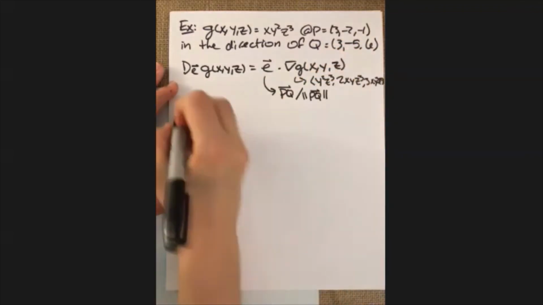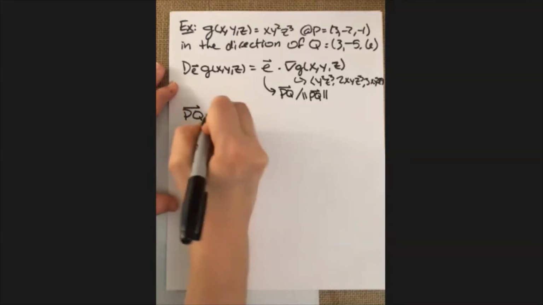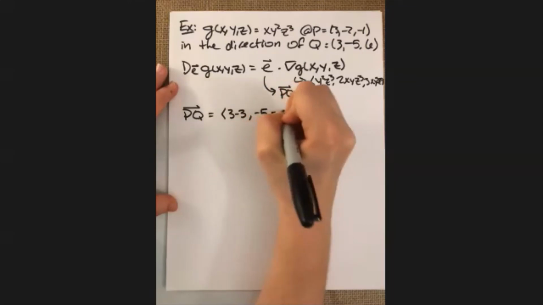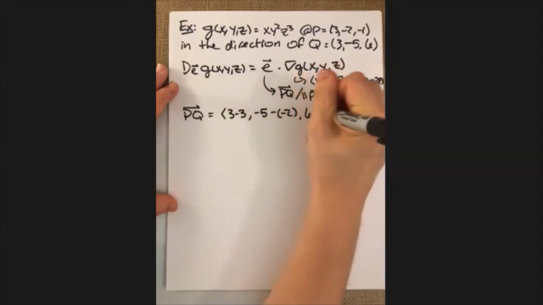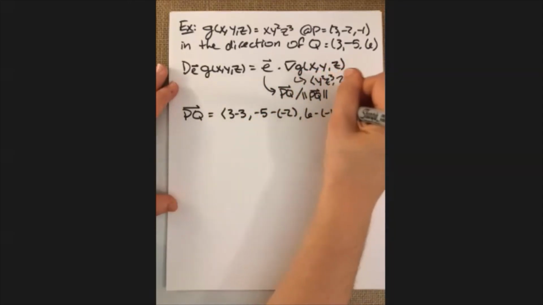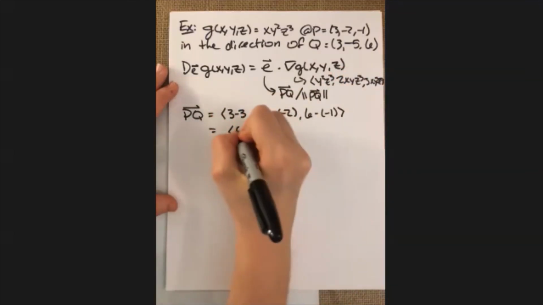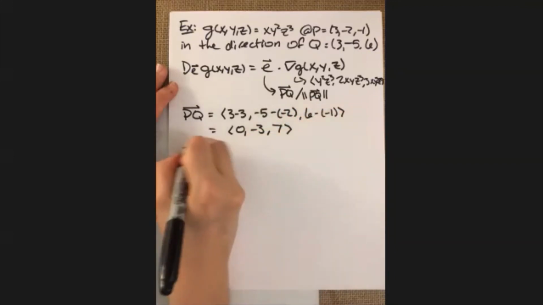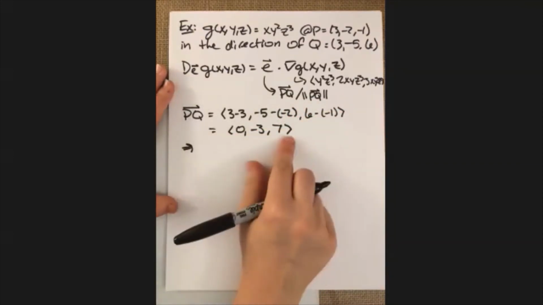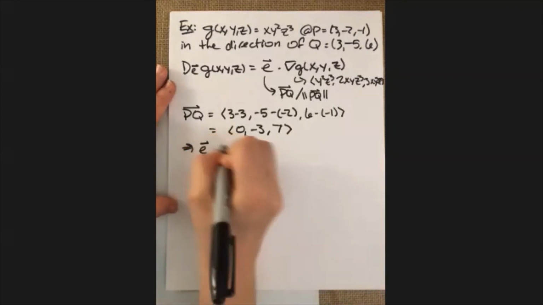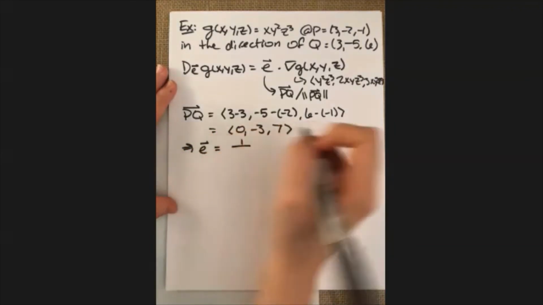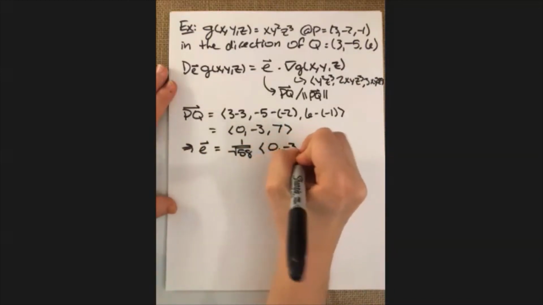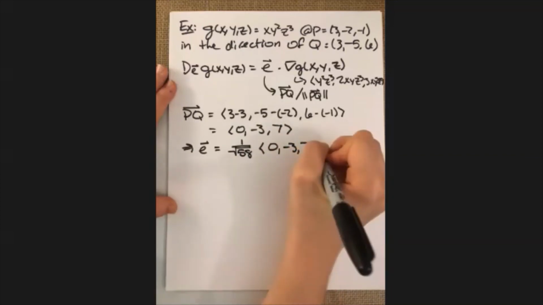So let's start with computing PQ. PQ is the vector (3 minus 3, -5 minus -2, 6 minus -1). That's going to be the vector (0, -3, 7). The length of this vector, if you square all its components, add them up, and take the square root, is root 58. So we have E equals 1 over root 58 times (0, -3, 7), just like so.